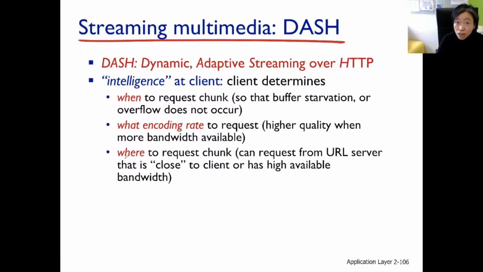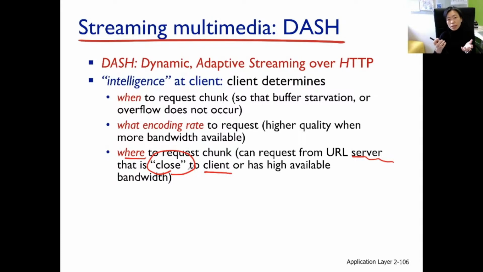Where to request the chunk. What happens there is that in the manifest, there could be multiple URLs indicating that there are multiple servers carrying that particular chunk at that particular rate the client is looking for. Now, among many of these physical servers offering the same chunk, same rate, the client needs to pick one of these. The typical decision is to pick the server that is closest to the client. By closest, usually people mean the server that is showing the smallest delay back to the client.